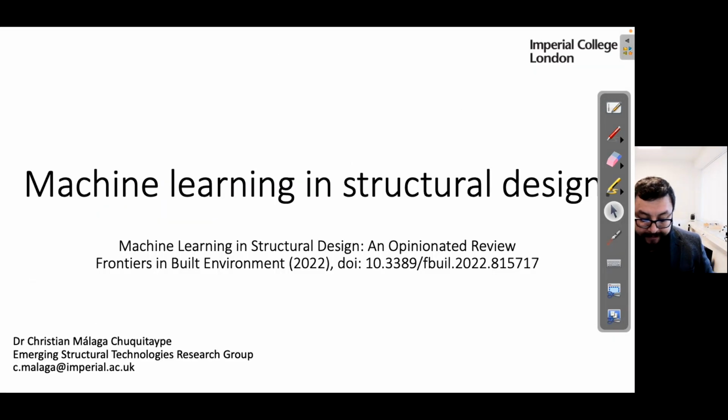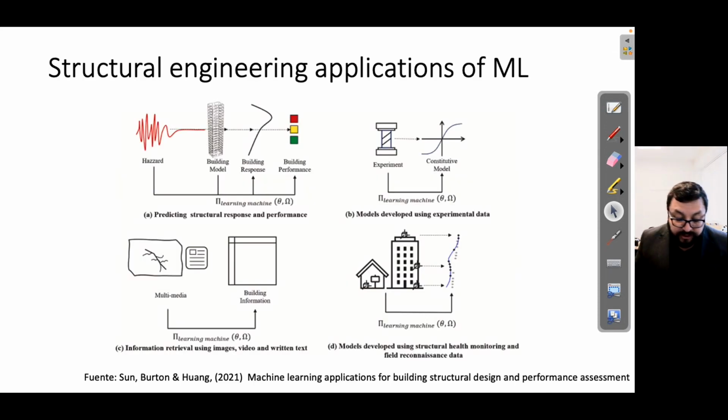But in fact, structural engineering has been benefiting from the application of machine learning for a while now. This is a slide that is taken from the research of Professor Burton, a paper from Professor Burton from California, where you can see that machine learning is being used for the prediction of structural performance, all the way up to the development of health monitoring techniques and field reconnaissance and so on. So it's actually there. It has been there for a while now.